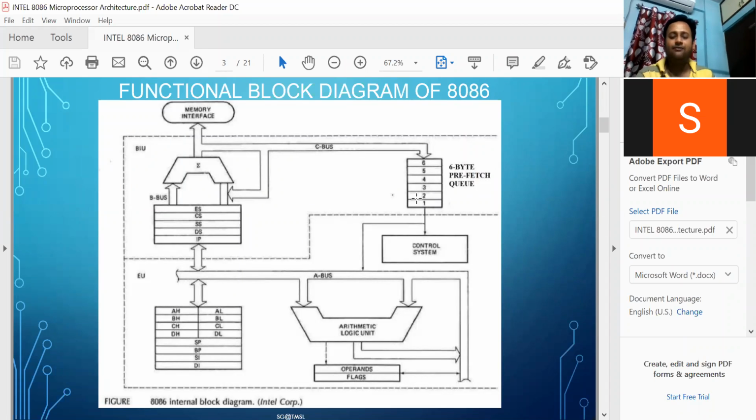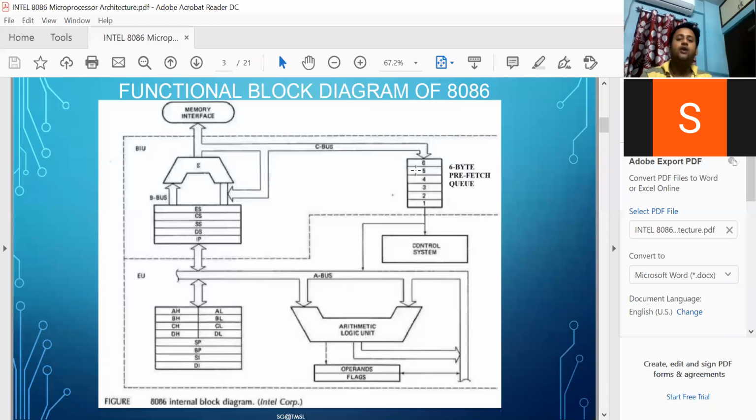Now, from this queue, one by one, the instructions are decoded and then executed. So why has this 6-byte queue been implemented, or what is the function of this 6-byte instruction queue? This queue has been implemented to store 6 bytes at a time. It doesn't mean that it is used to store a 6-byte instruction. Here in 8086 the maximum instruction length is 6 bytes.